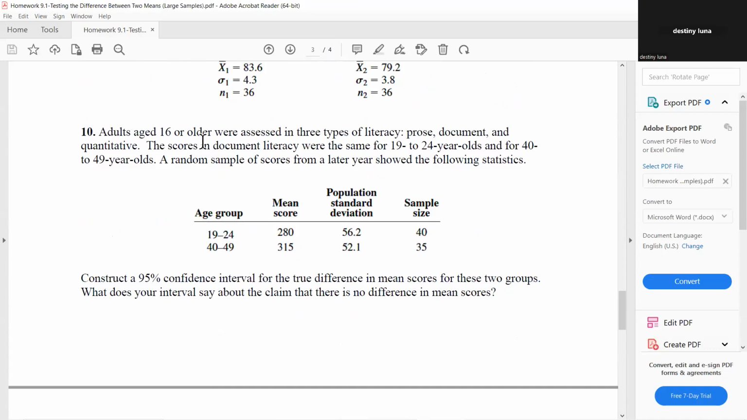Although on number 10, there is a question related to the interval, but 9 and 10, you construct the confidence interval. So what that means is that you're going to use the confidence interval commands on the calculator to construct that for you, okay? You have the mean, you have the population standard deviation sigma, and you have the sample size for your age groups.